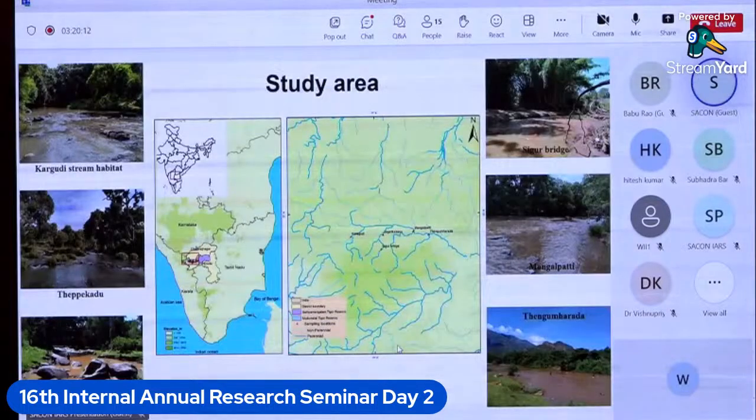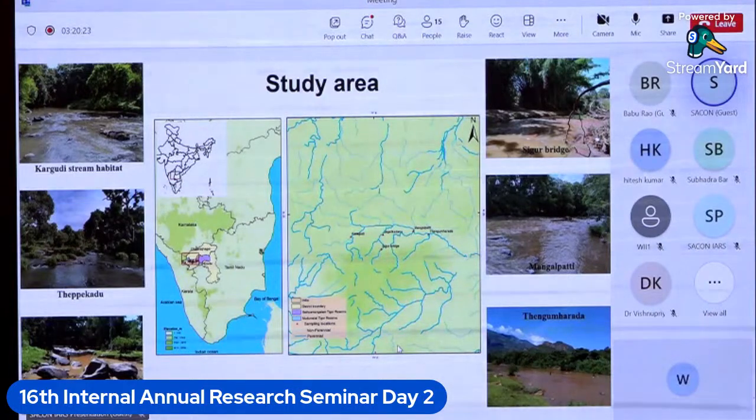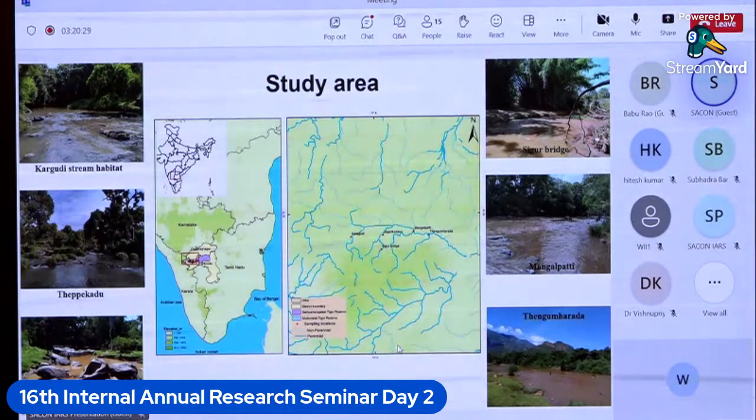So we've identified 6 river habitats, prominent vegetation plots like river habitat identified in the river Moyar. As you can see, Thalguni, Sigur Bridge, Mangalapatti and Dhenumar. Mangalapatti and Dhenumar are in Mudumalai Tiger Reserve.